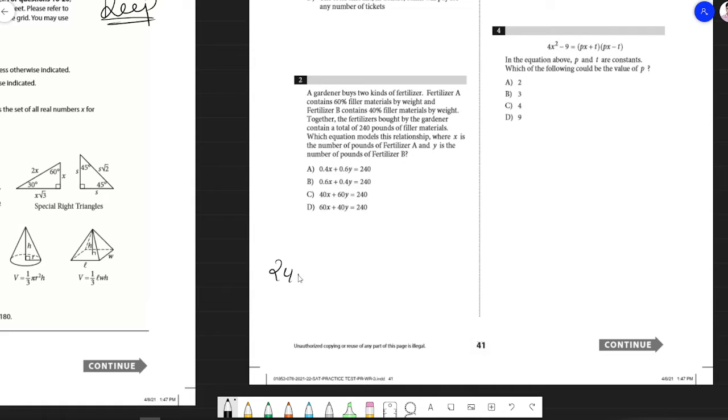Now, if 60% of fertilizer A is filler material, that means if x is the number of pounds of fertilizer A, it will be 0.6 times x will be the filler material from A, and 0.4 times y will be the filler material from B. Now total will sum up to how much? That will be 240. So 0.6x plus 0.4y equals 240, option B.